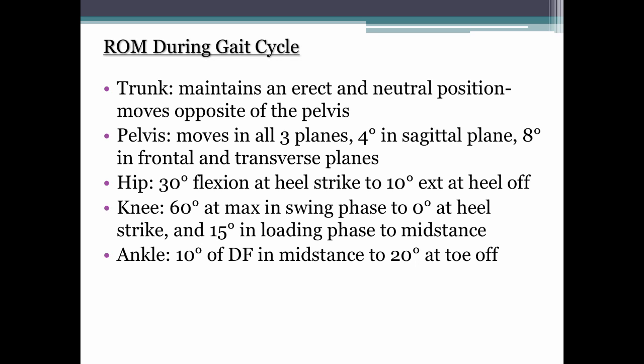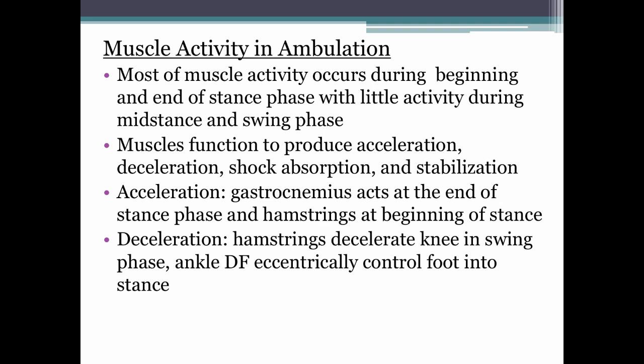Back to our range of motion, our hip only moves about 30 degrees of flexion at heel strike and only 10 degrees of extension at heel off. So only 40 degrees of excursion at our hip. Again, 30 degrees isn't a whole lot, and 10 definitely isn't. Then 60 degrees at our knee in swing phase, and 0 at heel strike. In the loading phase at mid stance, we're absorbing energy, so we eccentrically control that by flexing at the knee about 15 degrees. And then at the ankle, we only have about 30 degrees of excursion. We have 10 degrees of dorsiflexion at mid stance, and only 20 degrees at toe off. So again, not a lot of range of motion.